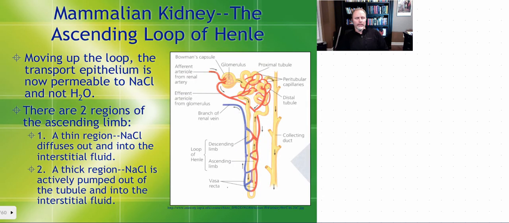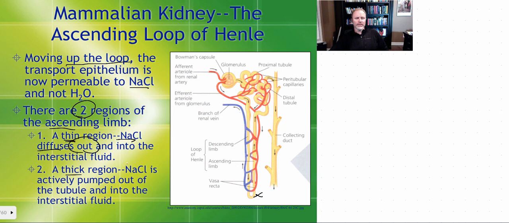So a lot of these words here are some of the things that we already talked about. This is the ascending limb moving up the loop here, and you can see that it's permeable to the sodium chloride, not the water, as we said. There's two regions to the ascending limb. Okay, you got two regions there. You've got a thin segment towards the bottom. Okay, and this is where you're going to diffuse sodium chloride out.